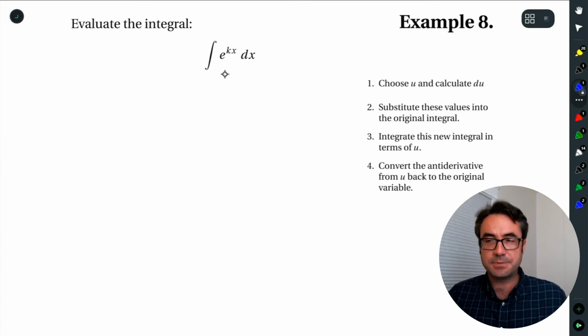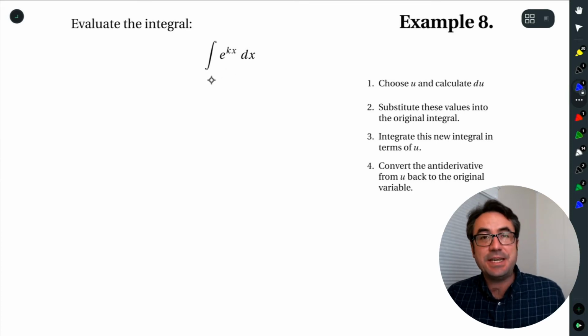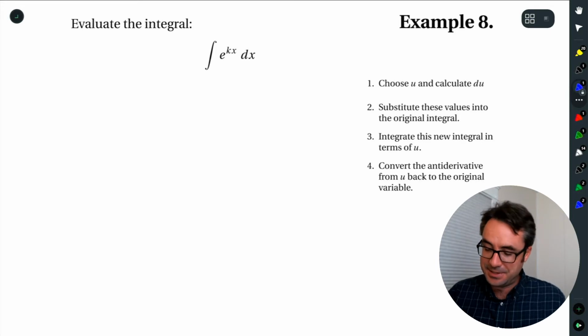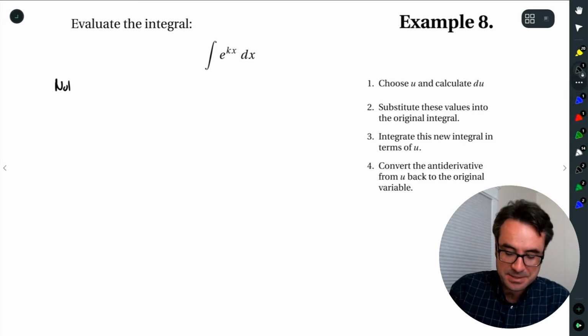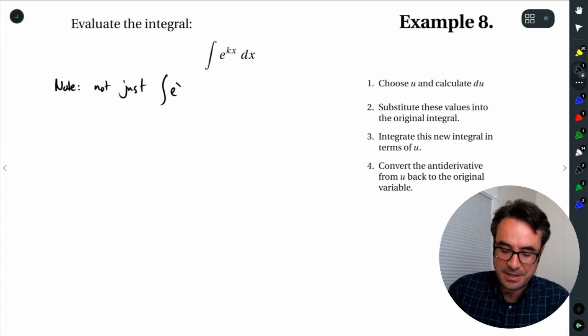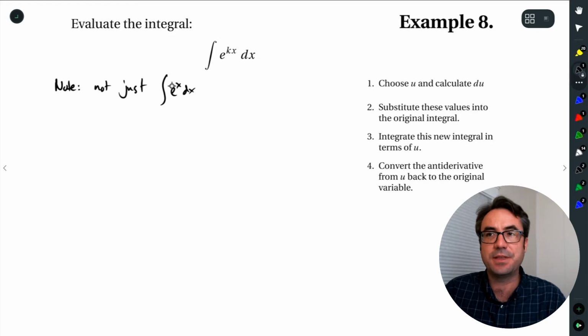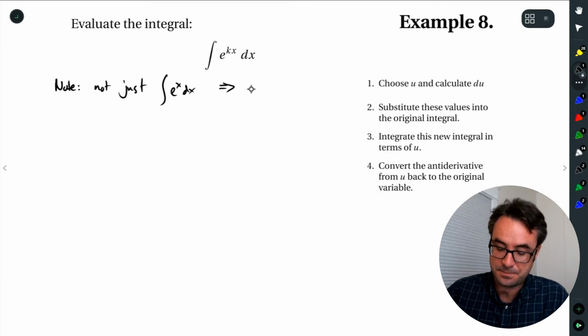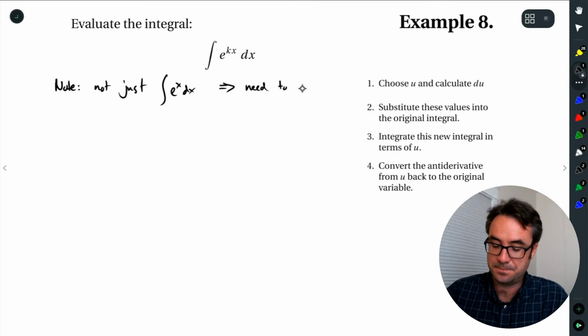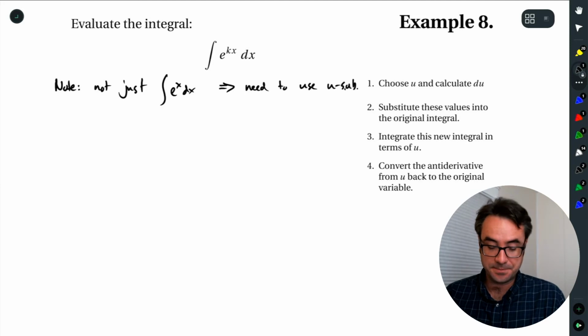So we're integrating an exponential function here. It's not just e to the x, though. Note, it's not just the integral of e to the x. There's extra stuff up there in the exponent. So we'd actually have to use substitution rule. So we need to use a u sub. So I want you to practice this one.